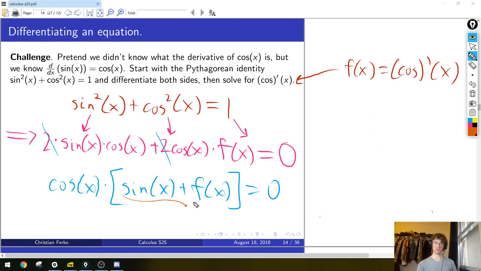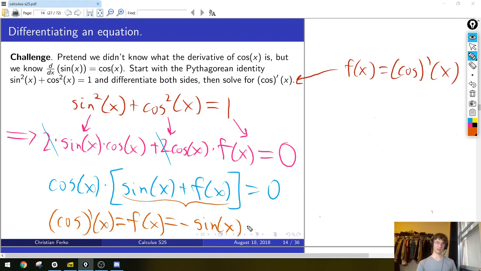So from this we infer that f of x, which is the derivative of cosine of x, must be minus sine of x, because we set their sum to 0. So again, cosine prime of x is minus sine of x. So by differentiating and using the chain rule, we have now supplied a second independent proof that the derivative of cosine is minus sine.